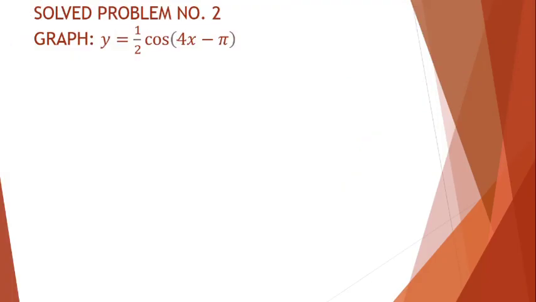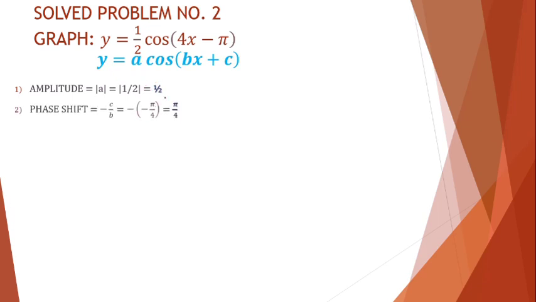Ito ang solve problem number 2 natin, and this is the form. So where A is equal to 1/2 and B is equal to 4 and C is equal to negative pi. So amplitude, ito po, 1/2 since A is equal to 1/2. Phase shift. So negative ng negative pi over 4, kapag simplify ninyo is positive pi over 4. Bakit po dalawa ang negative? Kasi since negative na ito, kaya po naging ganyan.